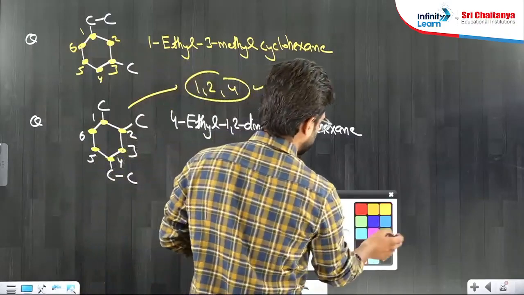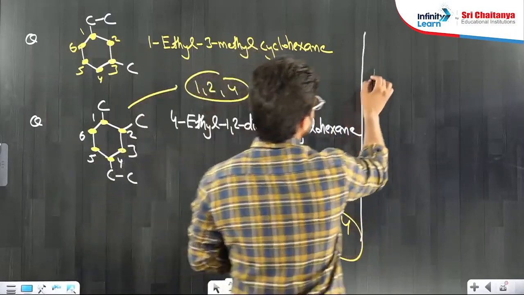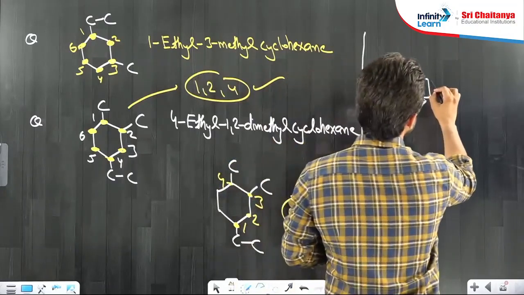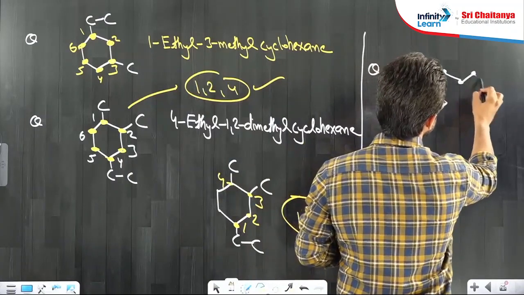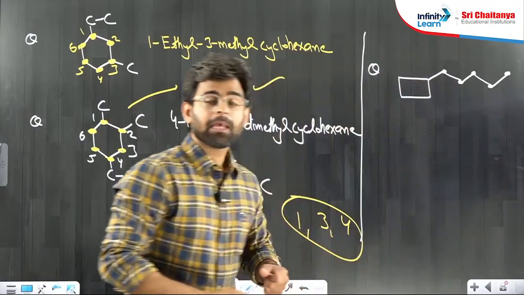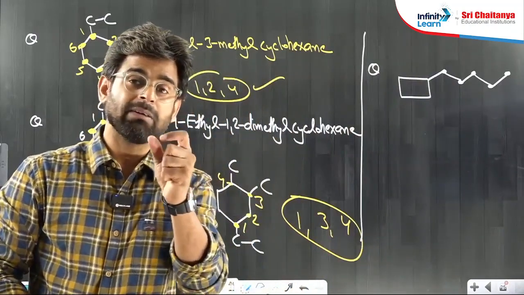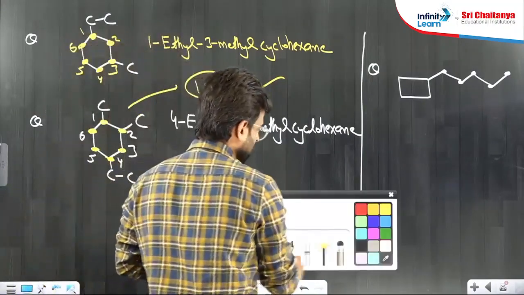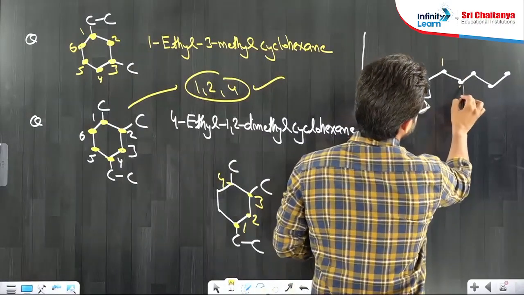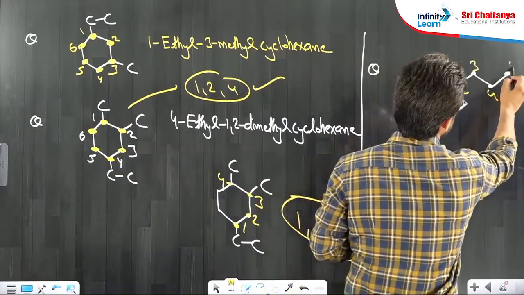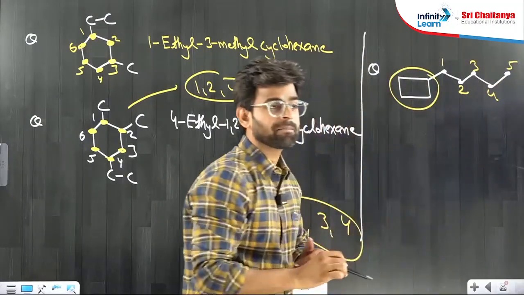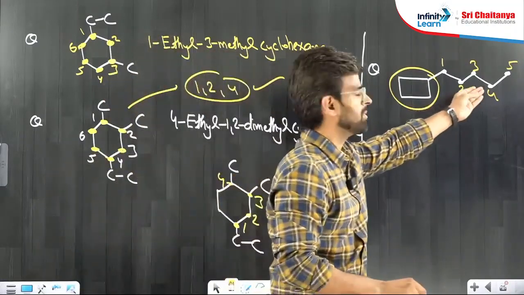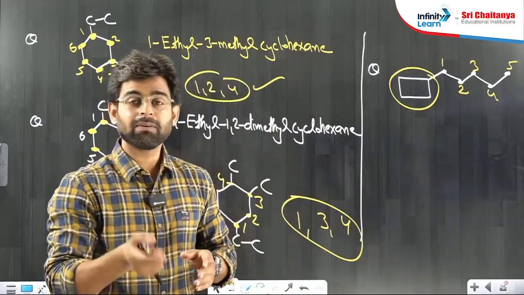Next one. Now, if by chance the side chain has more carbons, look at this. This is 4 carbons here. 1, 2, 3, 4, 5. If the side chain has more carbons, then I will give the side chain more priority. The side chain will be my main chain. This is my first carbon, second, third, 4, 5. This is our substituent. This time the cyclic chain is our substituent and the outer chain is my main chain.